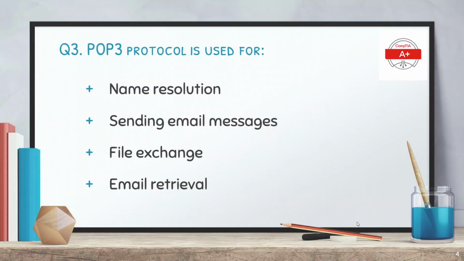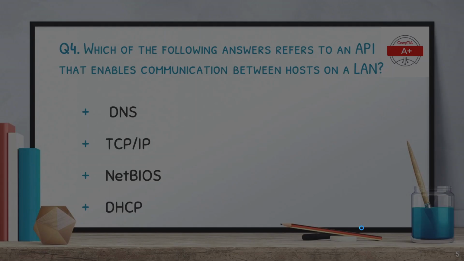The third question is that POP3 protocol is used for, the options are name resolution, sending email messages, file exchange, and email retrieval. So the correct answer is email retrieval. POP3 stands for post office protocol. So again, as in the post office, this is related to email, and the answer is email retrieval.